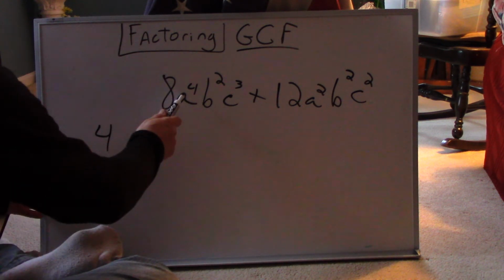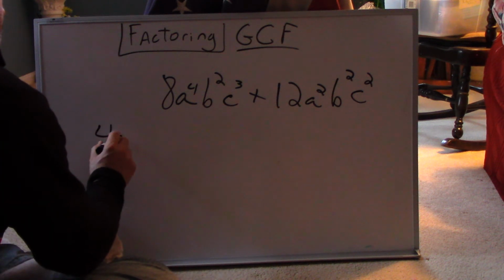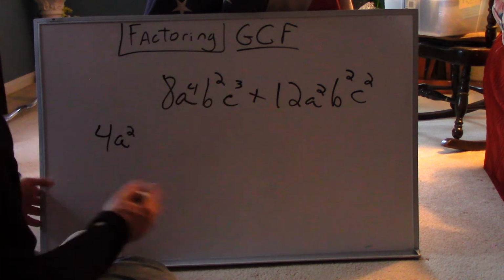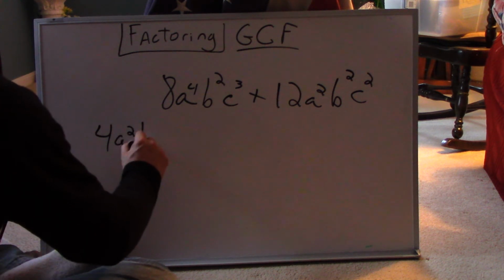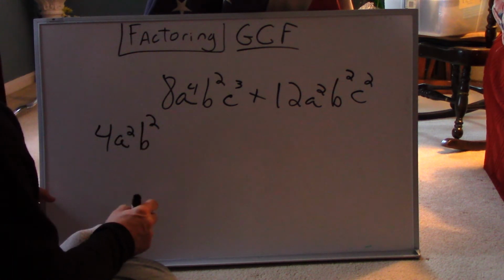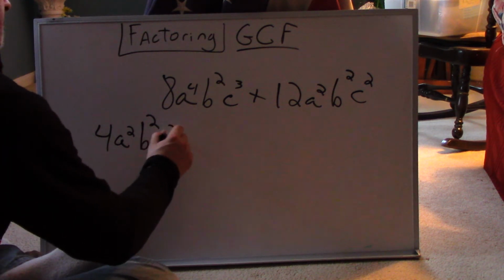What could go into a to the fourth and a to the second? We use the lowest variable. So I would say a to the second. Because they both have a's, so they'll fit in. What can go into b to the second and b to the second? Only b to the second. What can go into c to the third and c to the second? C to the second, because that's the lowest one.